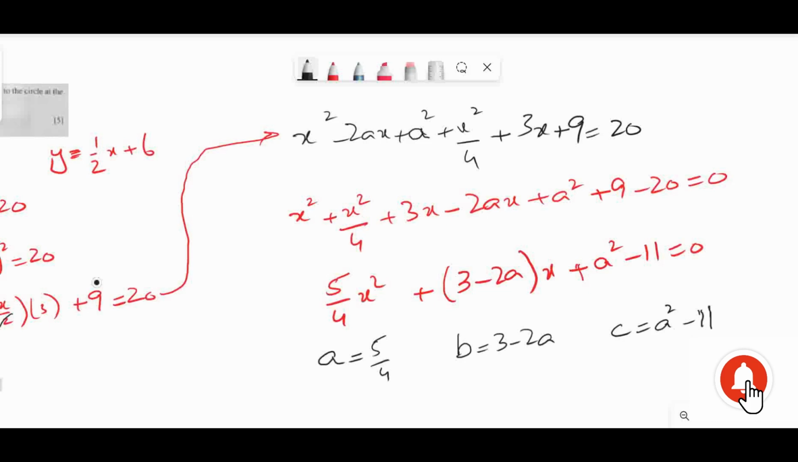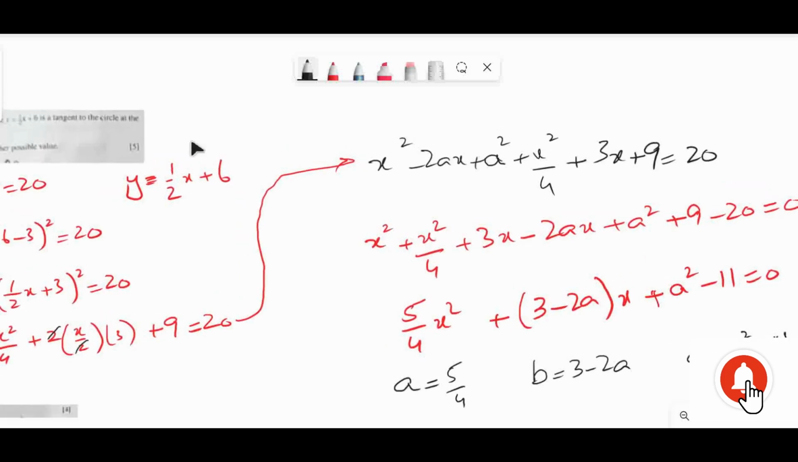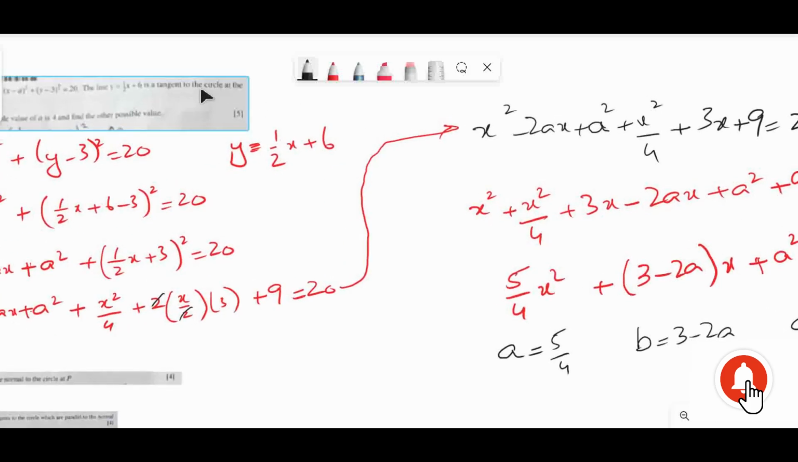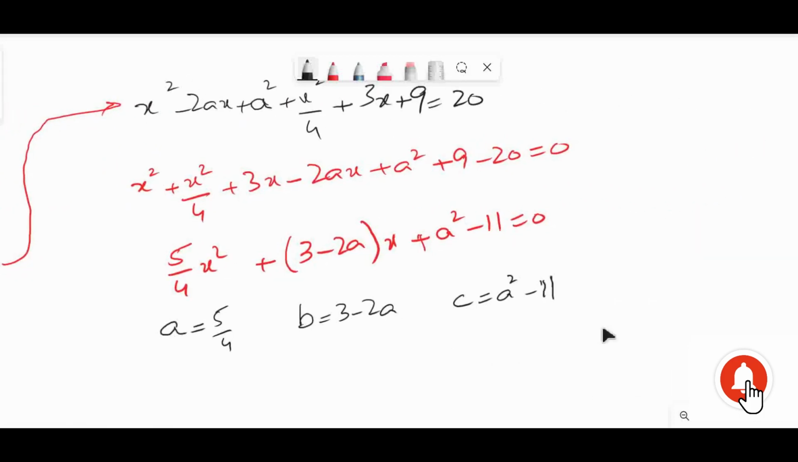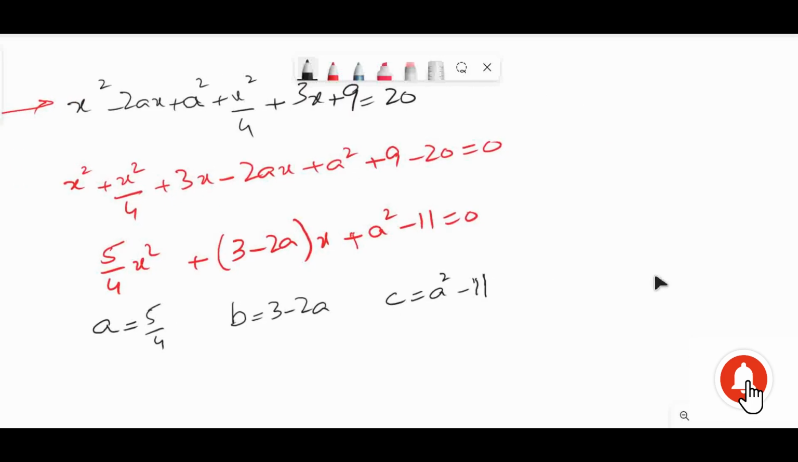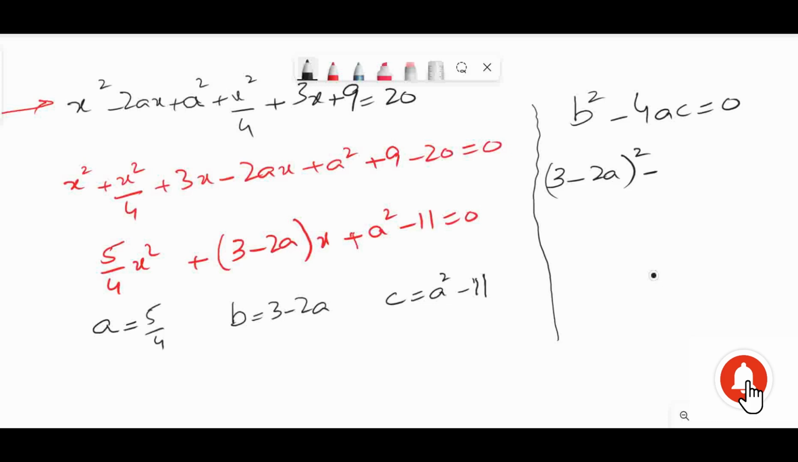Now let's see the condition that the line is tangent to the circle. What does it mean? It means that the discriminant must be equal to 0. So b² − 4ac = 0. What is the value of b over here? It is (3 − 2a) whole square, minus 4ac.